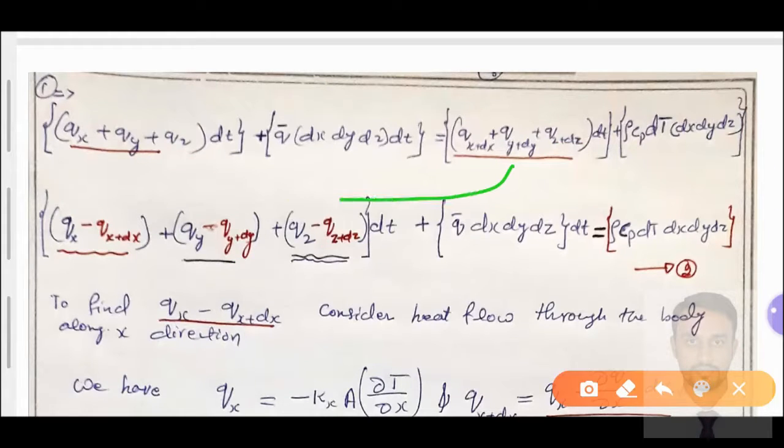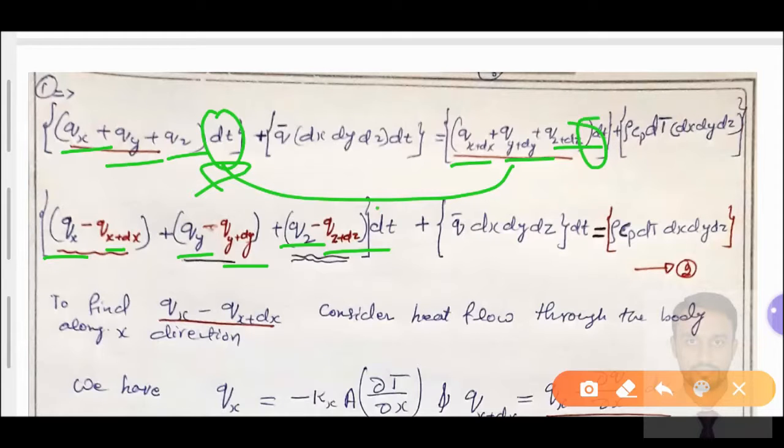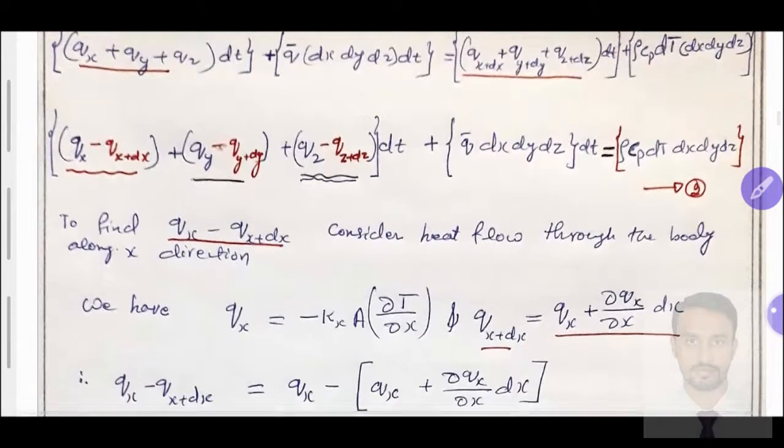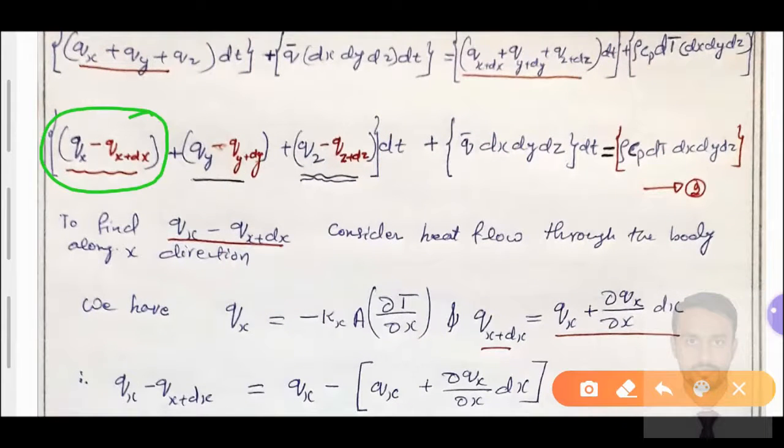See here, on the left hand side we have Qx minus Qx+dx, Qy minus Qy+dy, Qz minus Qz+dz, into dt, common for the whole. This as it is we have taken, and this equals the value we have taken; call it equation number 2. Now I will consider this value, then we'll find these values. This will remain the same.